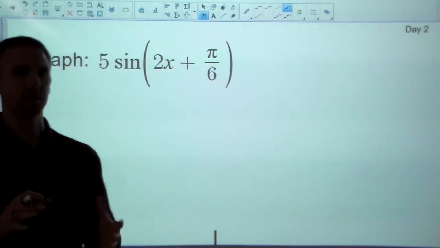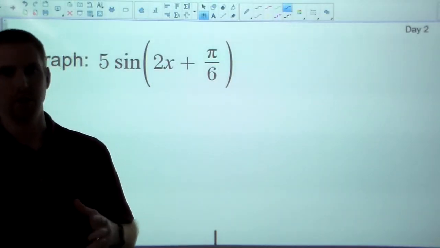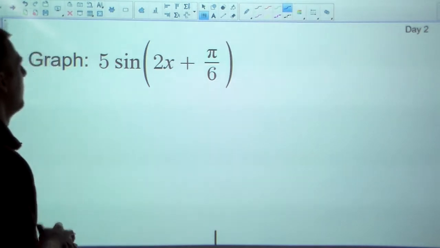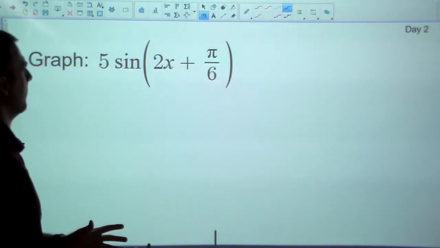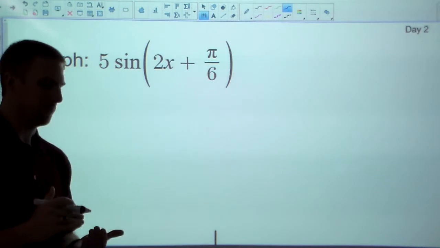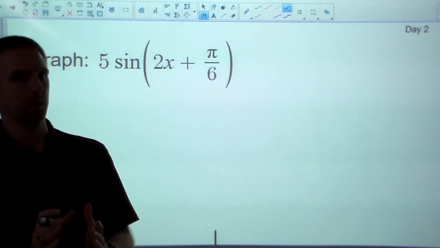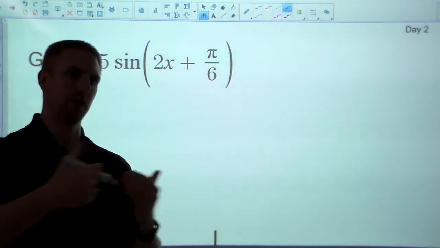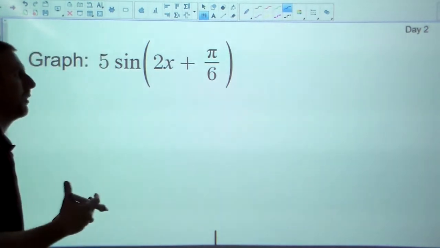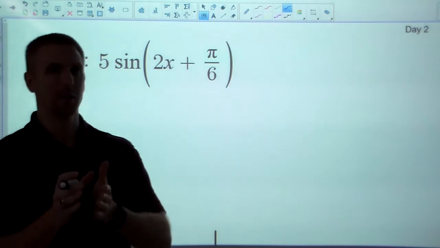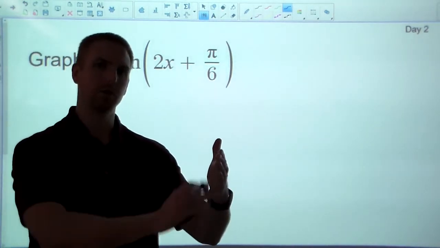This time I'm not asking for specific things like amplitude, phase shift, period, all that good stuff. So make sure you can find all those, but when I go to graph, what's really important, the amplitude is definitely important, how tall the graph is. Phase shift is really important because it's how far it's shifted left or right. And ultimately, period's pretty important too because it's how wide one full cycle is.